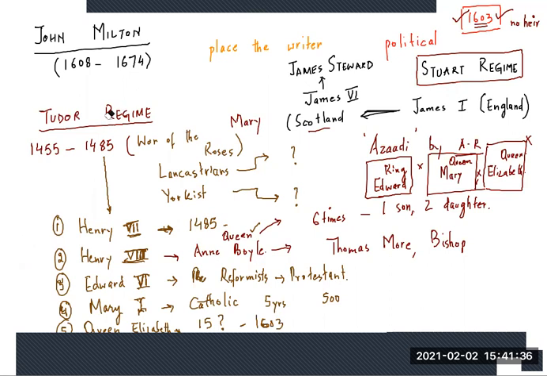The Tudor regime follows the Plantagenet dynasty. Before the Plantagenet dynasty, we have Anglo-Normans ruling. Before Anglo-Normans, we have Anglo-Saxons ruling. I repeat, Anglo-Saxons, followed by Anglo-Normans, followed by Plantagenet dynasty, followed by Tudor regime. And what we are dealing with, because we are doing Milton, Milton is born in 1608. He falls in the tradition of the Stuart regime. So let's begin the Stuart regime.